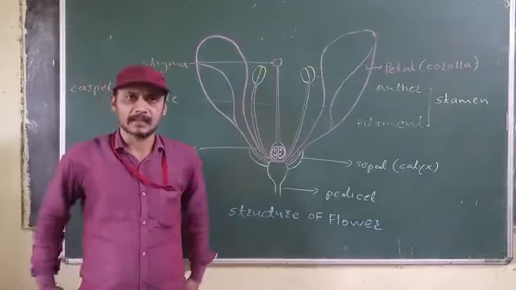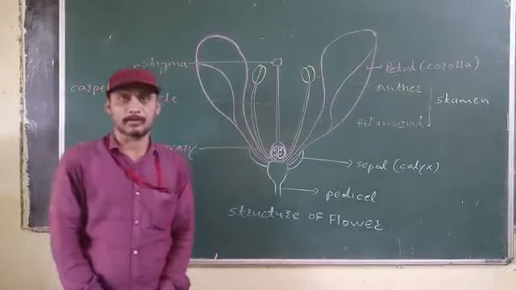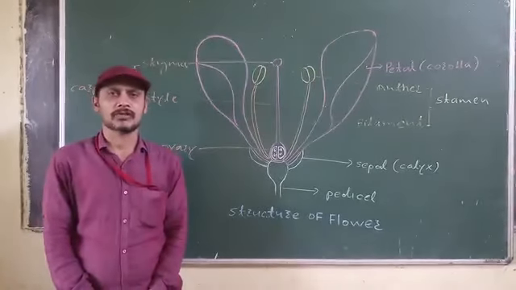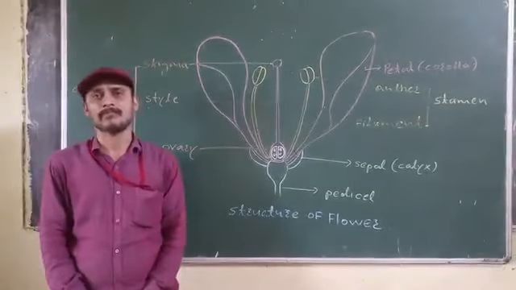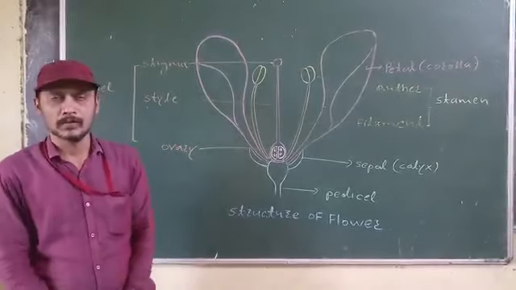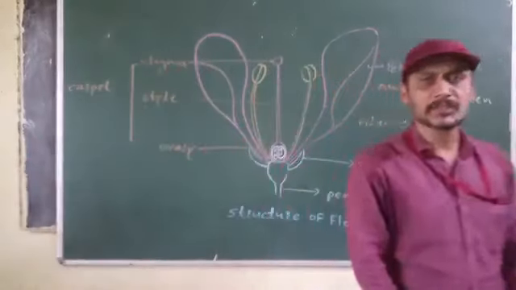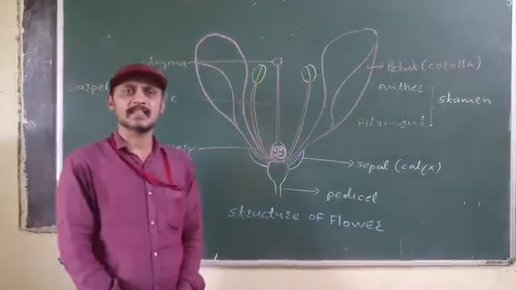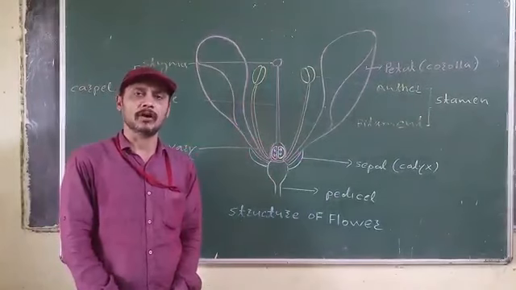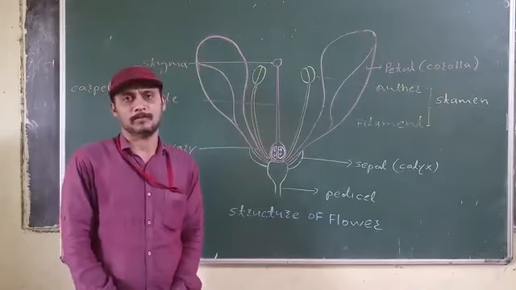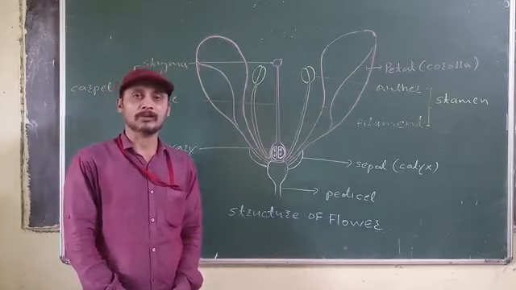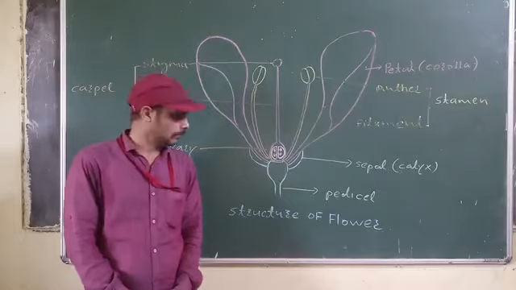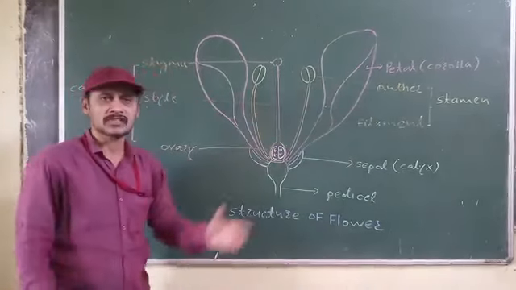Today we are going to understand about the structure of flower. So what is the structure of flower, or what is a flower? Flower is a modified shoot, which is specially modified for sexual reproduction. It is a part of the plant which is developed for sexual reproduction.